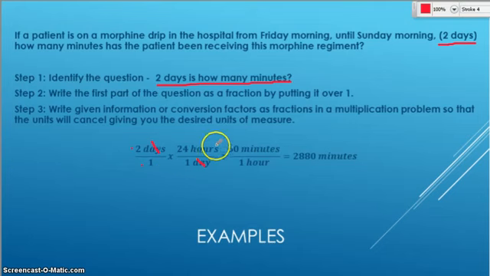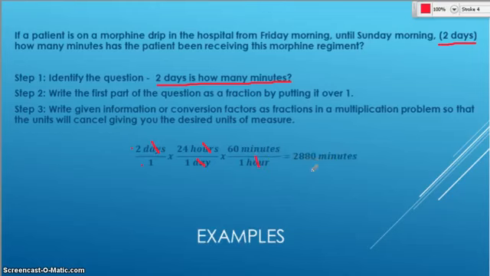Well, right now I just have hours. We don't want hours, we want minutes. So I can take it one step further. I know that there's 60 minutes in 1 hour. I put the hour on the bottom so that those units cancel again. Once you get to the point where you have the units of measure that you're seeking, then you're ready to do the math. 2 times 24 times 60 gives me 2,880 minutes. This is all over 1, so I don't have to do any division.